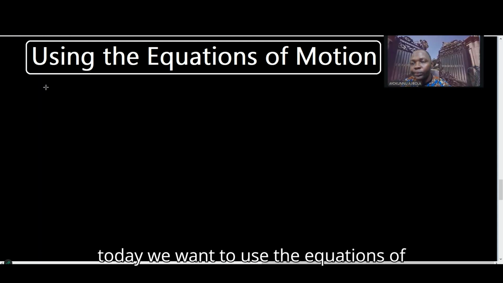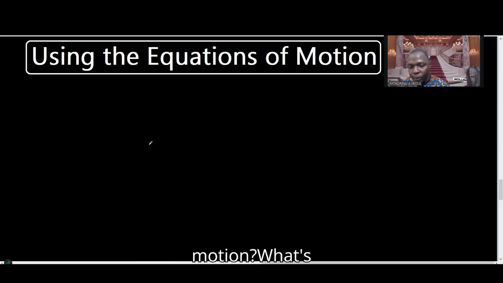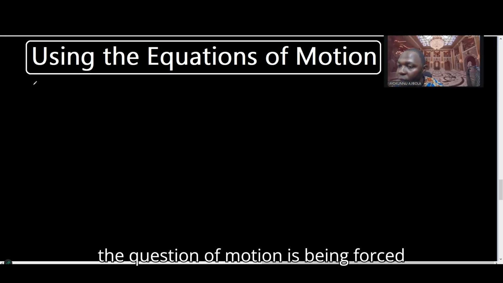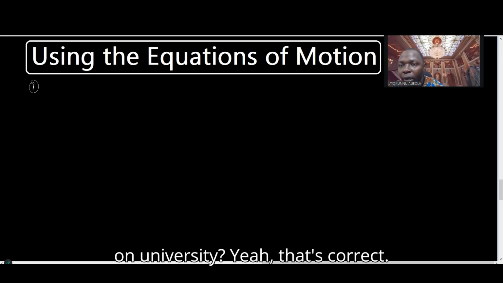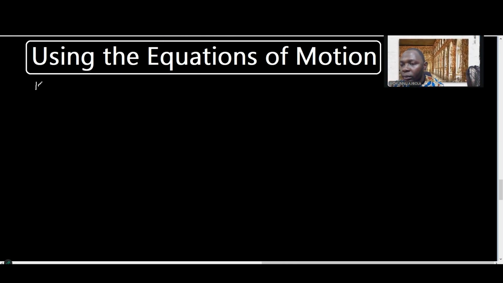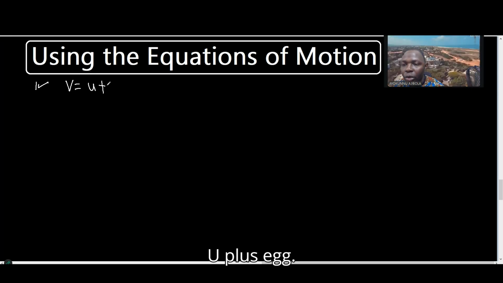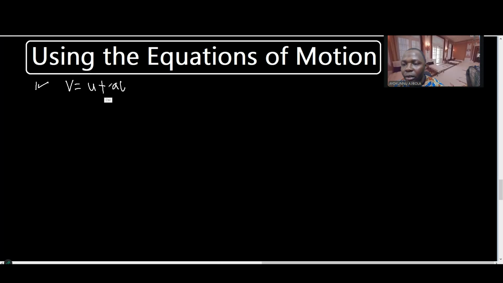We want to use equations of motion. What is the first equation of motion? First equation of motion is V equals U plus AT. Yeah, that's correct. Equation 1, that is V equal to U plus AT.